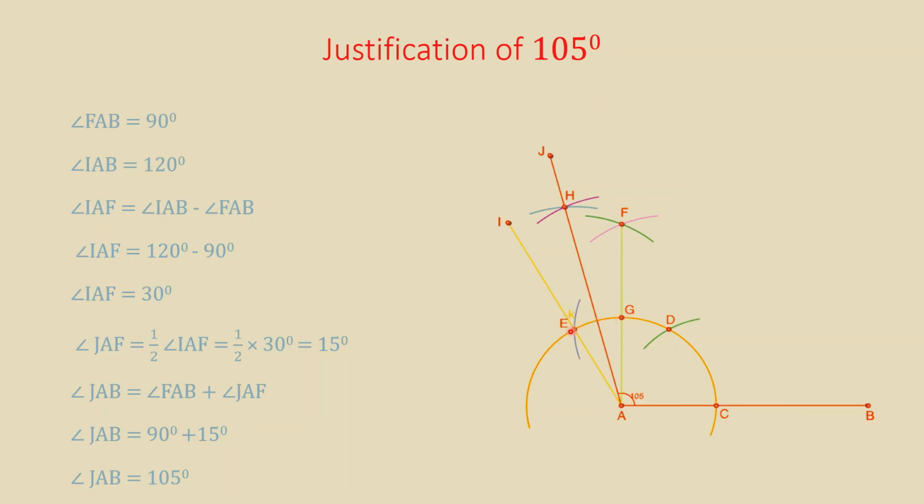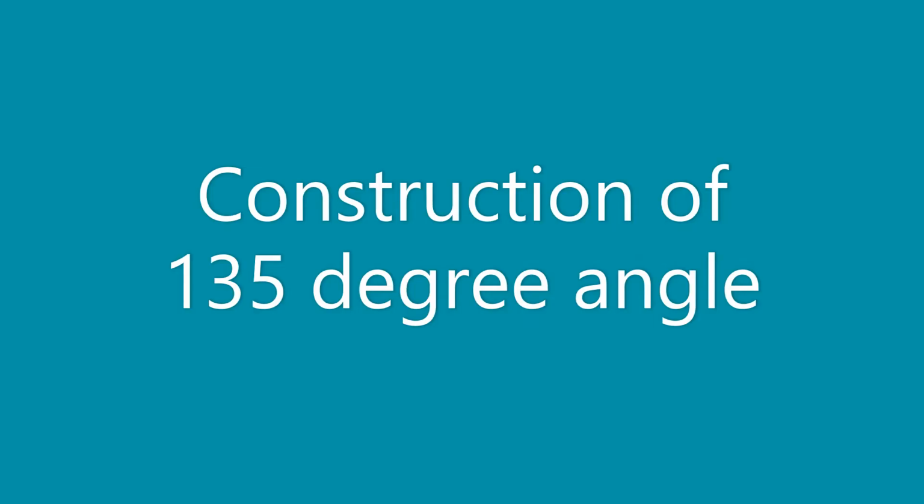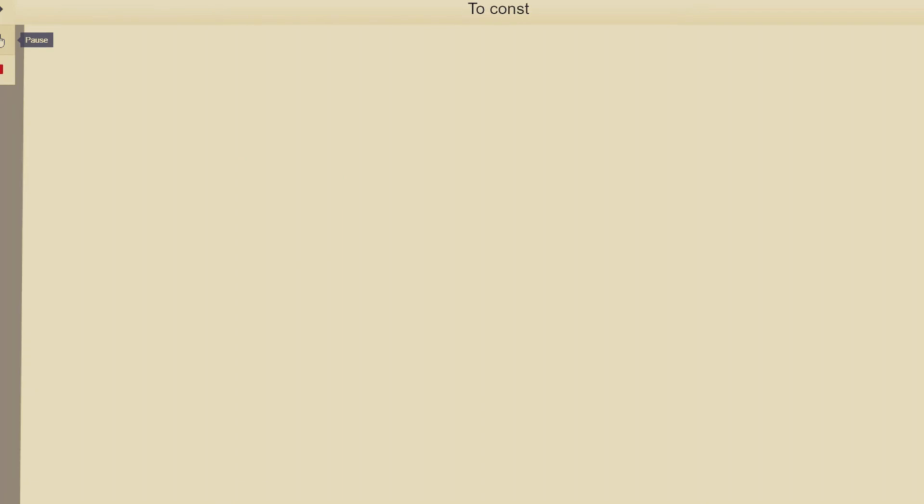Now we have bisected this arc EG. Now this line bisects the arc EG. So this arc is half of EG. So this arc is 15 degrees. It makes 15 degrees at the center of the circle. So this is 15 degrees and this is a 90 degree angle. So 15 plus 90 degrees makes 105 degrees. How to construct an angle of 105 degrees?